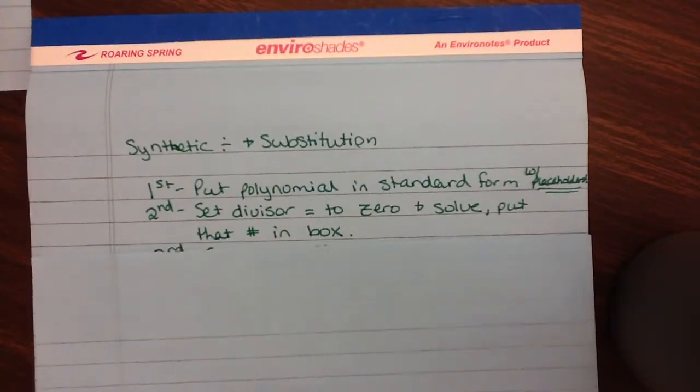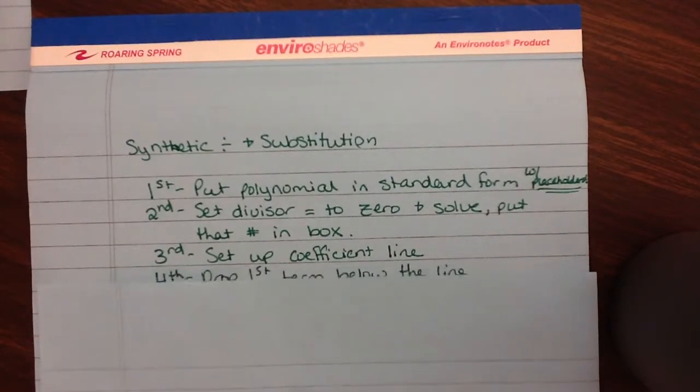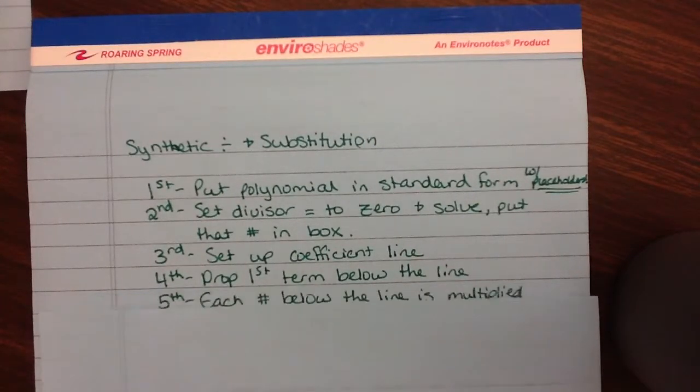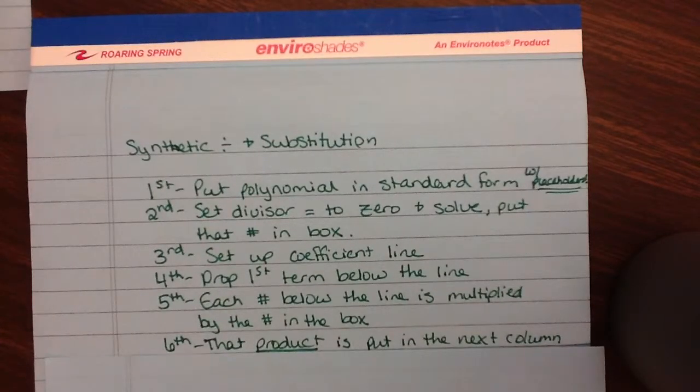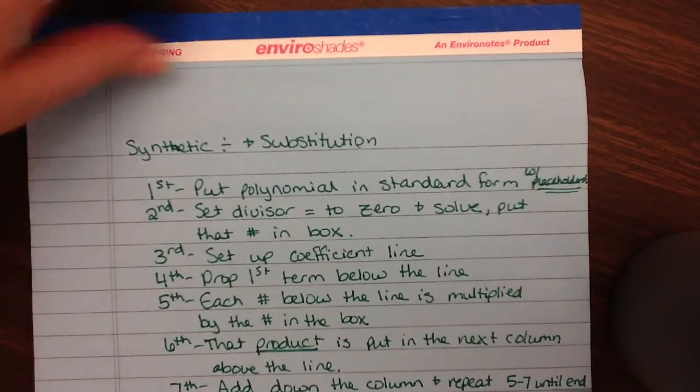After we have that number in a box, we are going to set up the coefficient line from our original polynomial that we're trying to divide. The fourth step is that we are going to drop the first term below the line, and you'll see what I'm talking about. Then, once a number is dropped below the line, it gets multiplied by whatever number was in the box. That product, the answer you get, is put in the next column above the line. Then we add down the column and repeat steps 5 and 7 until the end.